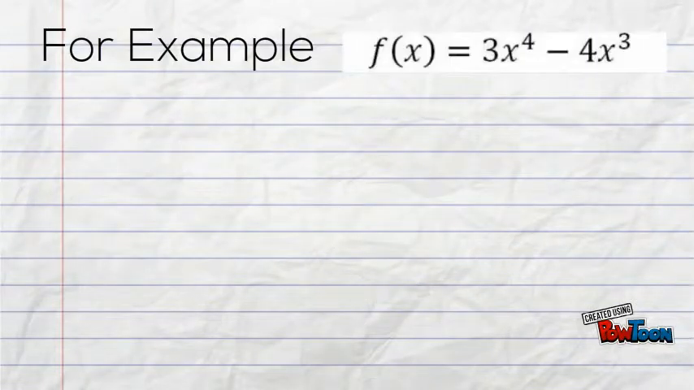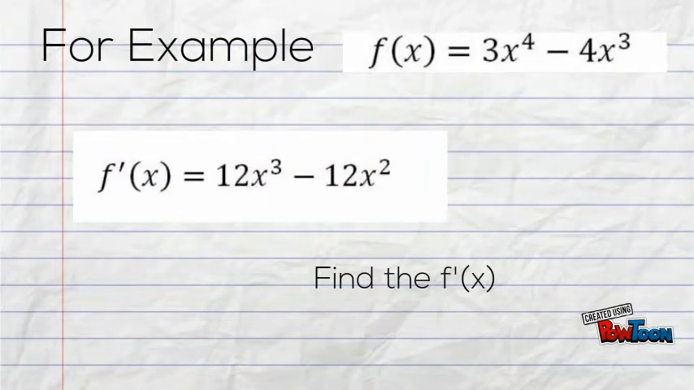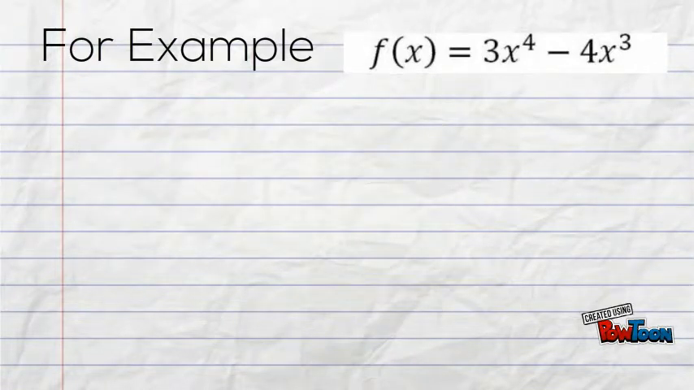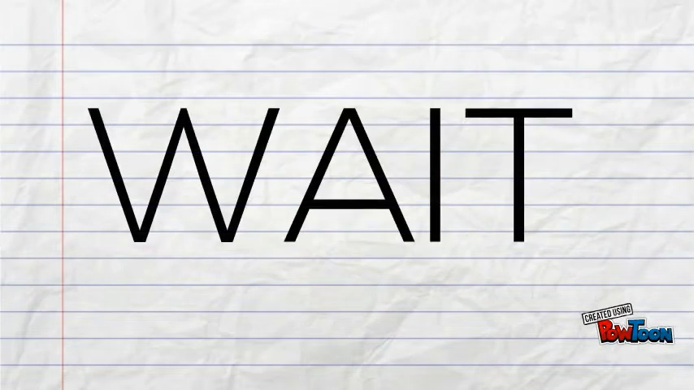Say we're given the function f of x equals 3x to the fourth minus 4x to the third. Our first step is to find the derivative using the power rule. This gives us 12x to the third minus 12x squared. Next, we find all of the possible critical points.